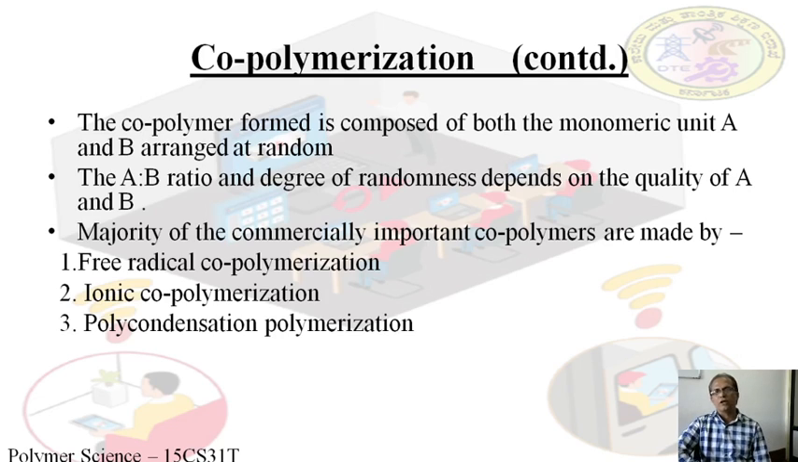And majority of the commercially important copolymers are made by free radical copolymerization, ionic copolymerization, and polycondensation polymerization. These are three types of copolymerization reactions. Usually we make use of them for production of copolymers on commercial scale.